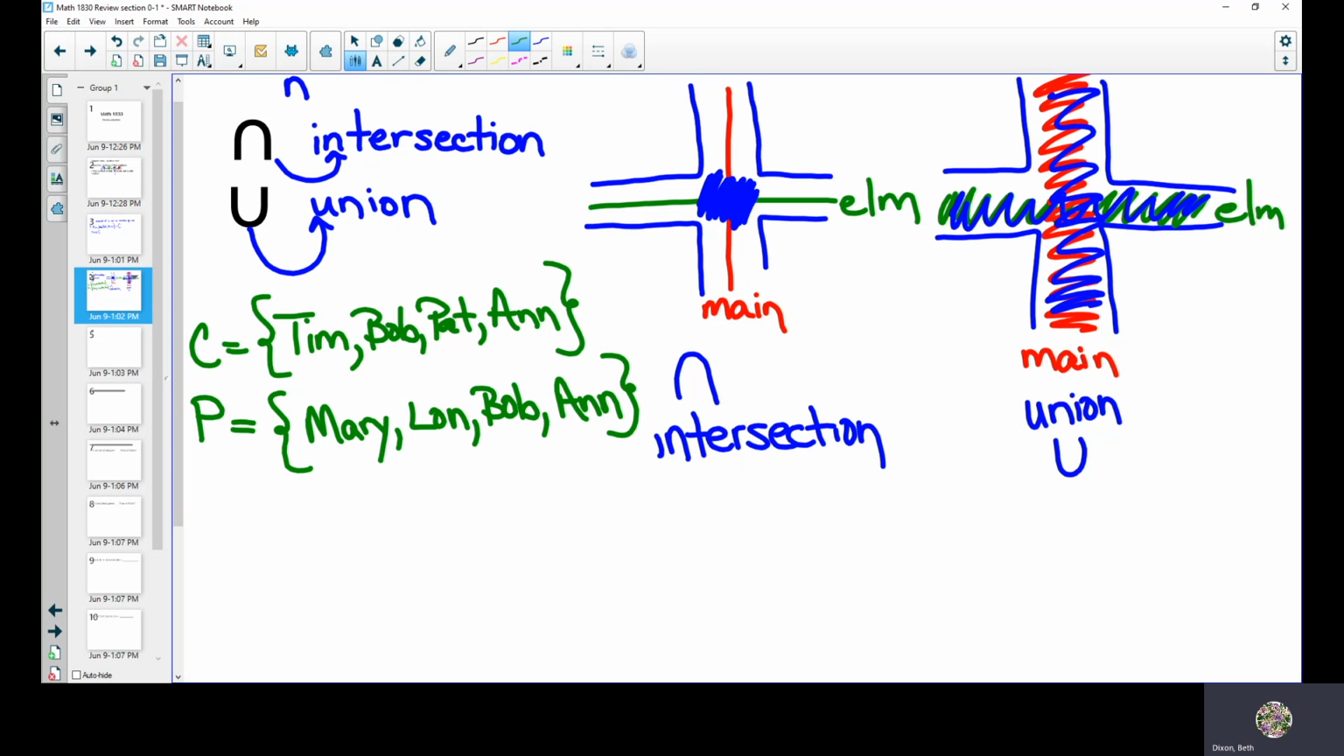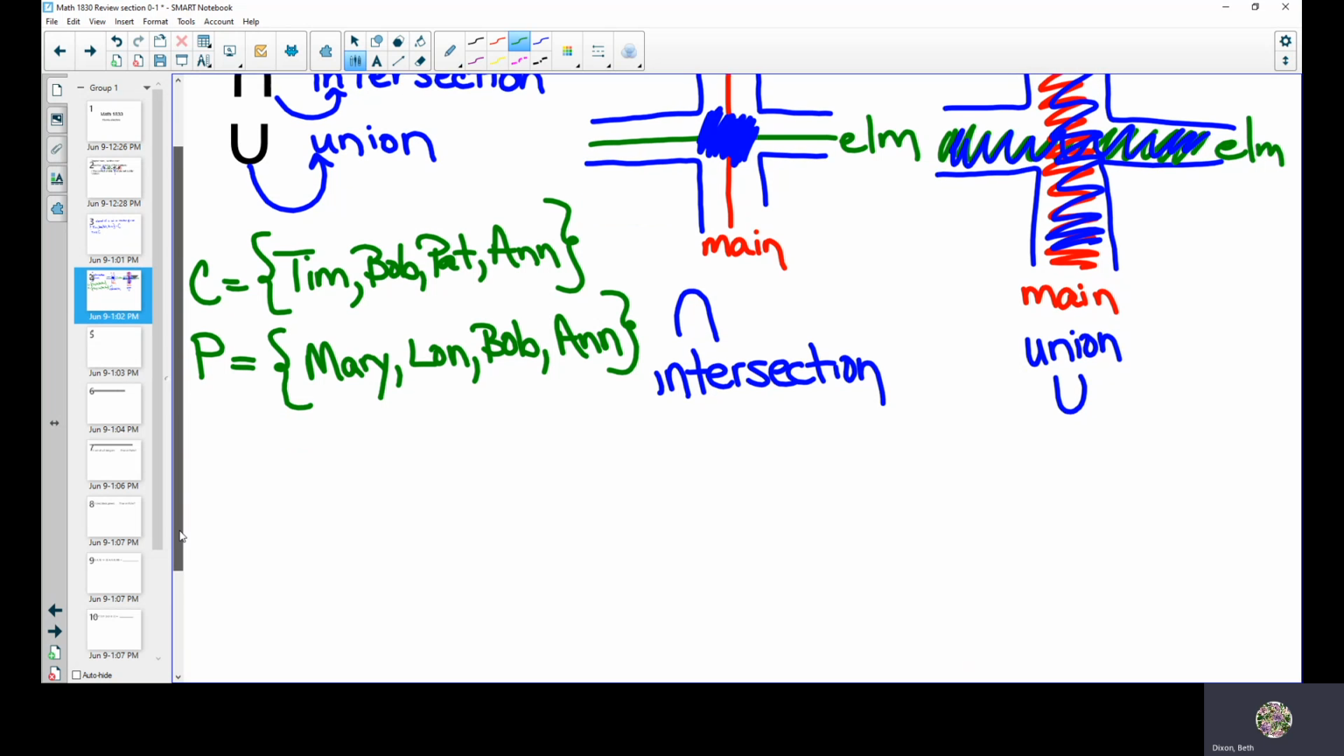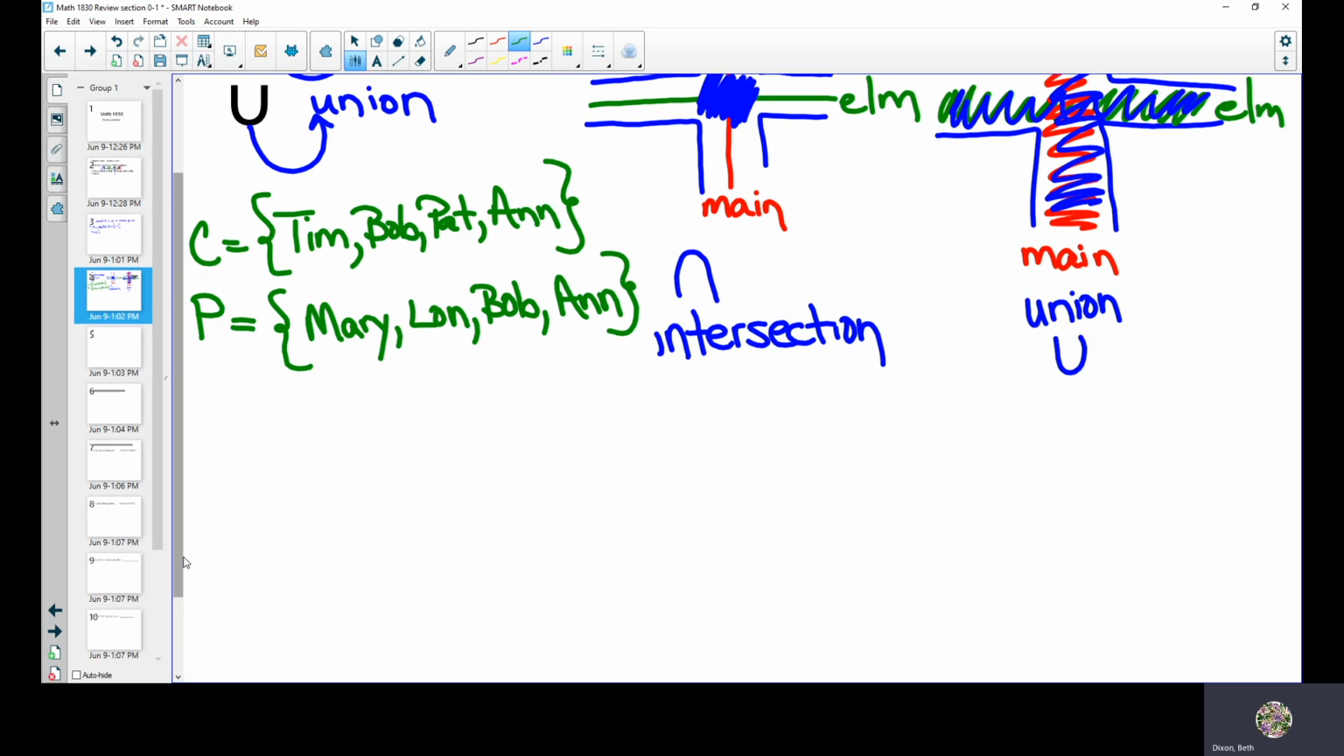So if I have those two, then what I can do is talk about either the intersection or the union of these two groups. So let's take the group C union P, and it looks like the word puff. I did not plan that. But it's C union P, so that means I want all of this and I want to join it. We want to join the two groups. So it's all of C plus all of P. So that would be everybody that's in both groups.